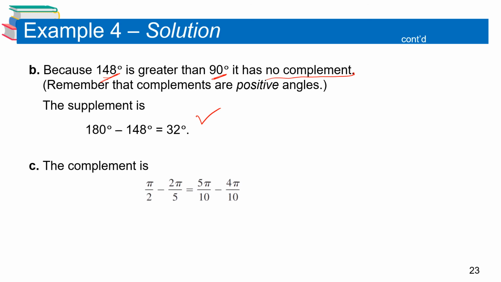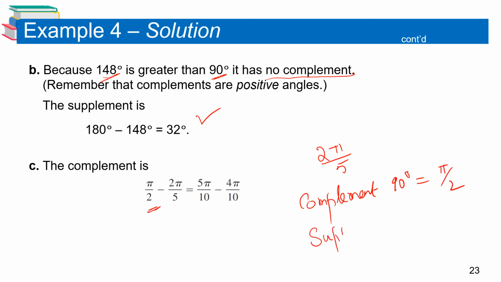What happens when I have an angle of this form, 2 pi by 5? So for the complement, I subtract from 90 degrees, isn't it? The 90 degrees is nothing but pi by 2. So you subtract from pi by 2. For the supplement, we always subtract from 180 degrees. Your 180 degrees is nothing but pi. So you will be subtracting that from pi.